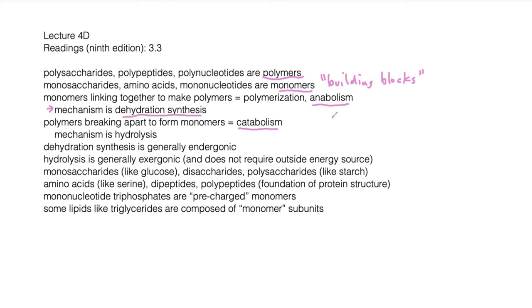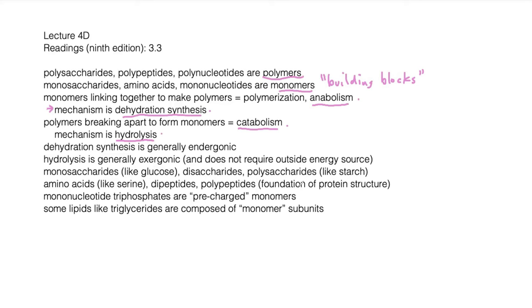And so we've got the basic two different kinds of metabolisms, anabolism and catabolism. The chemical mechanism underlying anabolism is dehydration synthesis. The chemical mechanism underlying catabolism is hydrolysis. And the last bit of information is that these two reactions are different in terms of whether they're going to require energy going in or they're not going to require energy coming in. A little bit of energy comes out.